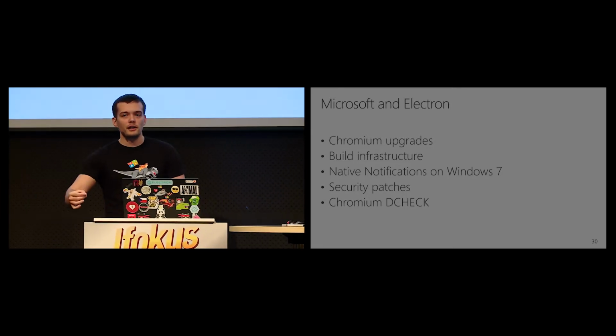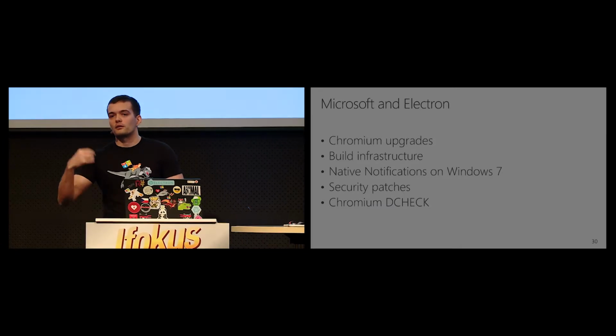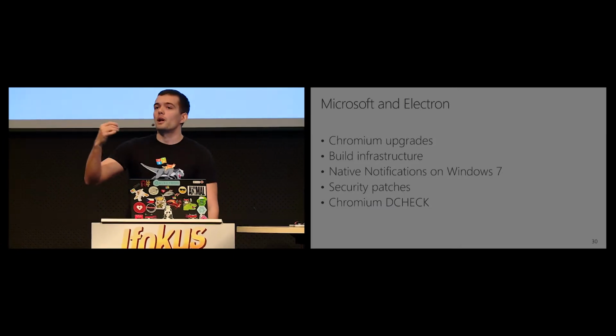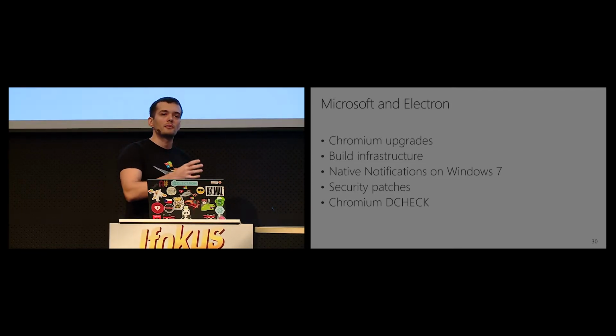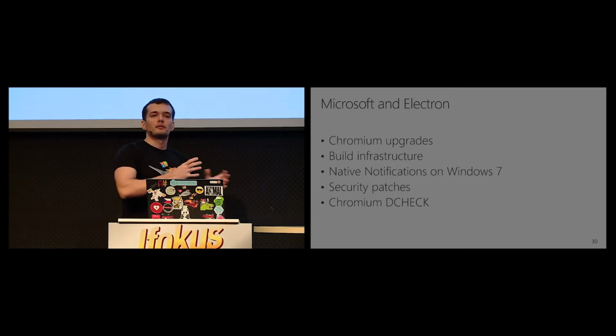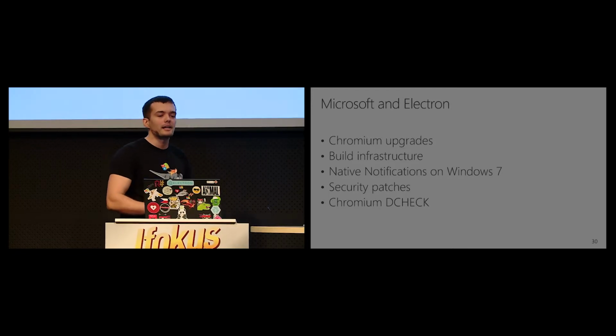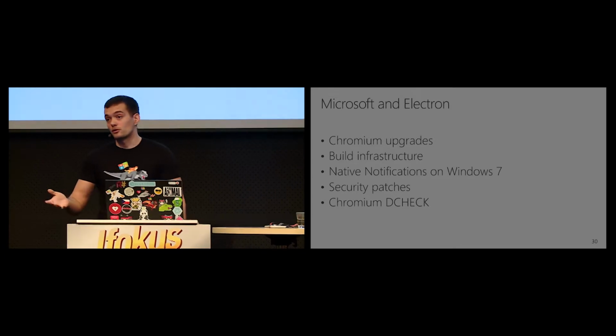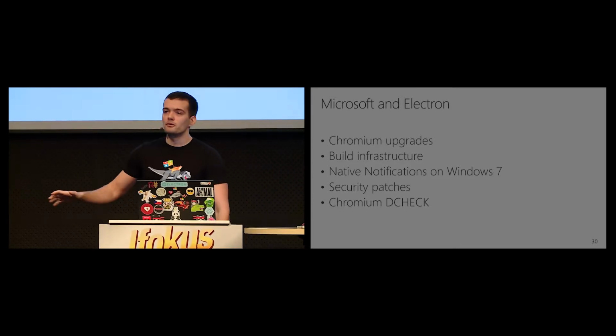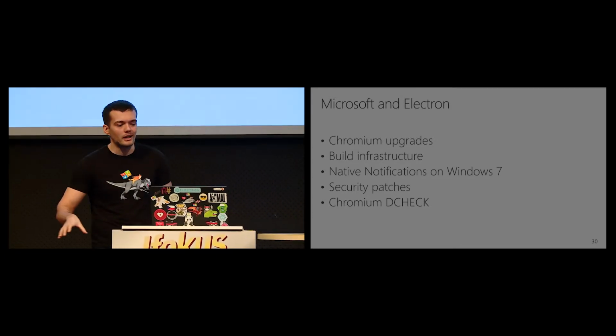They don't disclose it very fast, but we need to act fast in order to get the latest Chromiums inside. We helped with the build infrastructure, the scripts that they have, how they're linking together, because at the beginning it was a little bit problematic, let's say. Then we implemented native notifications on Windows 7, which weren't supported at all. If you deployed your application on Windows 7, you didn't have notifications.